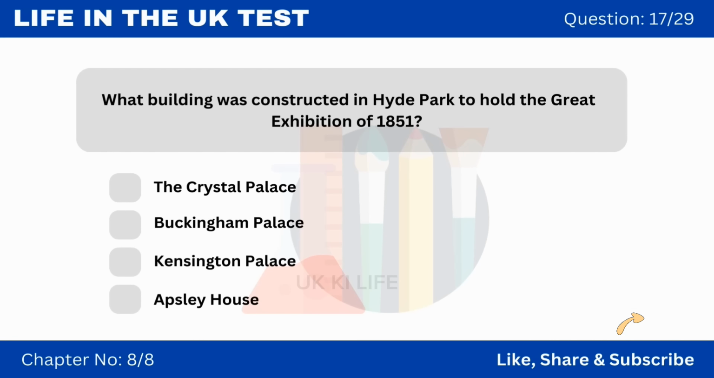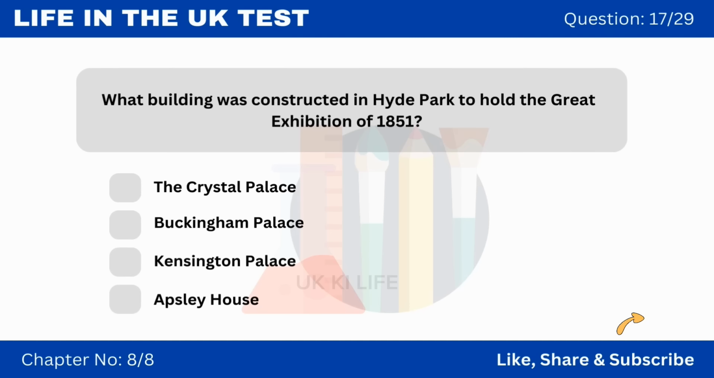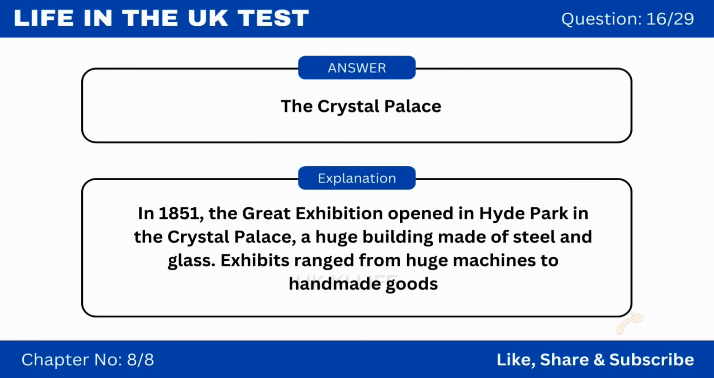Question 17. What building was constructed in Hyde Park to hold the Great Exhibition of 1851? The Crystal Palace, Buckingham Palace, Kensington Palace, Apsley House. The correct option is A. Explanation. In 1851, the Great Exhibition opened in Hyde Park in the Crystal Palace, a huge building made of steel and glass. Exhibits ranged from huge machines to handmade goods.